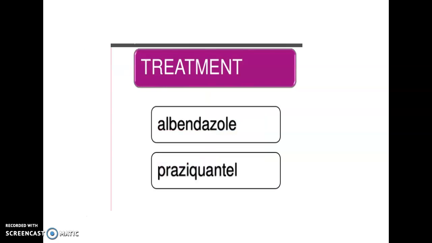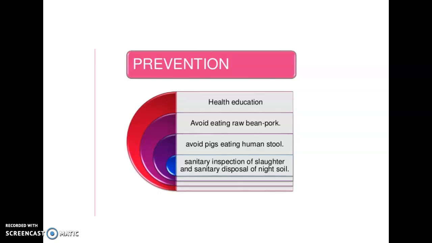How can we treat? Albendazole and praziquantel. These two chemicals can be used for treating this particular disease. How can we prevent? Health education, that is avoiding eating raw beef or uncooked pork, avoiding contamination with human stool, then sanitary inspection of slaughter and sanitary disposal of night soil. Okay, so in this manner we can prevent the illness. Hope you understood. Thank you.